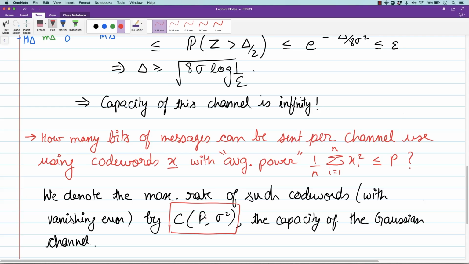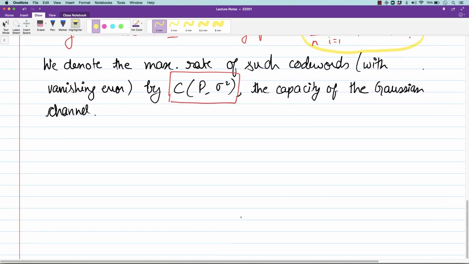First, you will define an epsilon achievable rate, then you will take the sup over all epsilon achievable rates. It's exactly the same definition as what we had before, except that we will now require that all the code words that you use in your code must satisfy this power constraint here. So you define the maximum rate of a code such that all code words satisfy this power constraint as the capacity C(P, sigma squared).